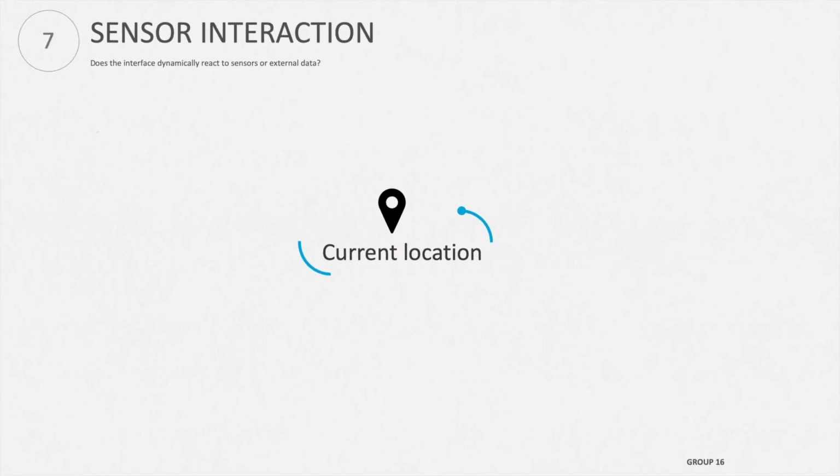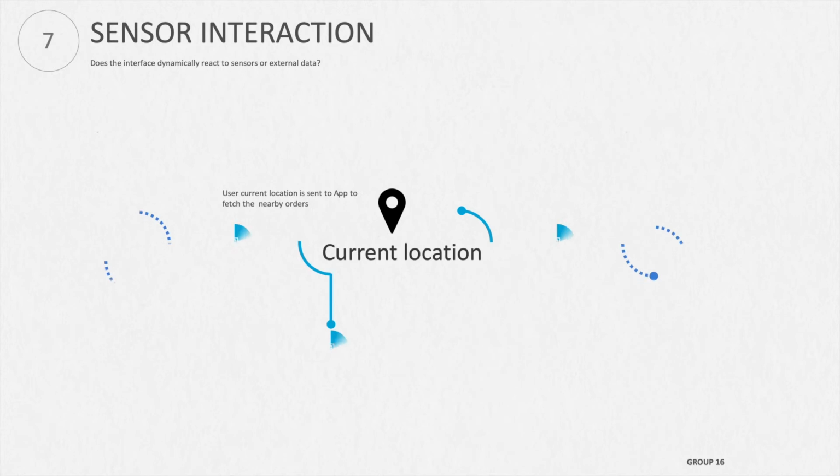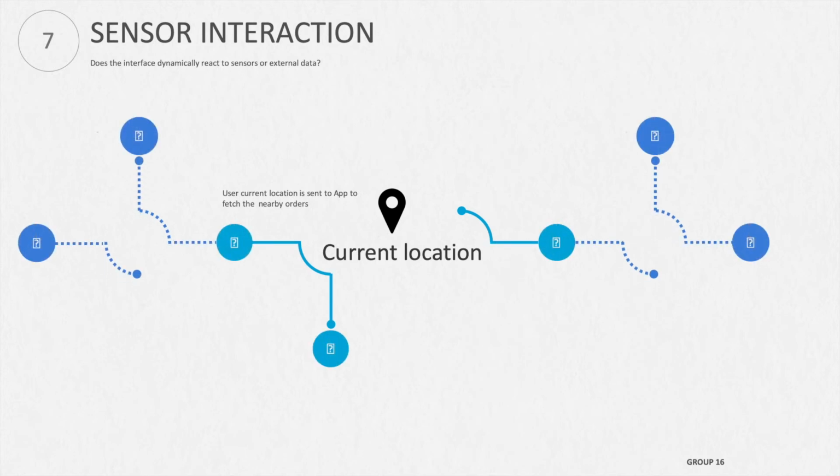User's current location is acquired by the client app, later used for fetching nearby orders. Orders within accessible proximity will be pushed to the users. Out-of-scope users won't receive such orders.